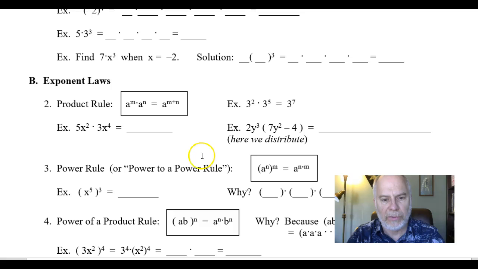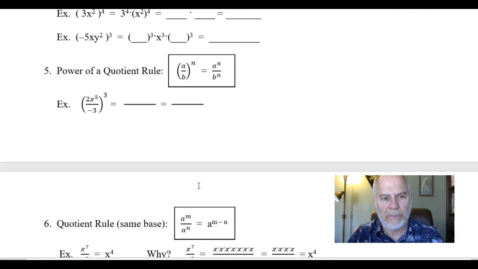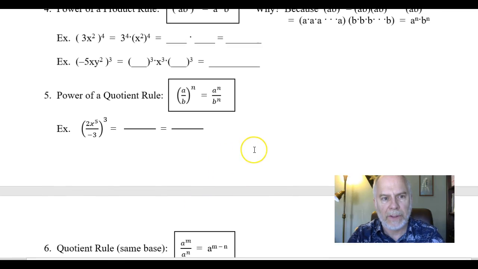All right, so let me move this up further. Another example here.